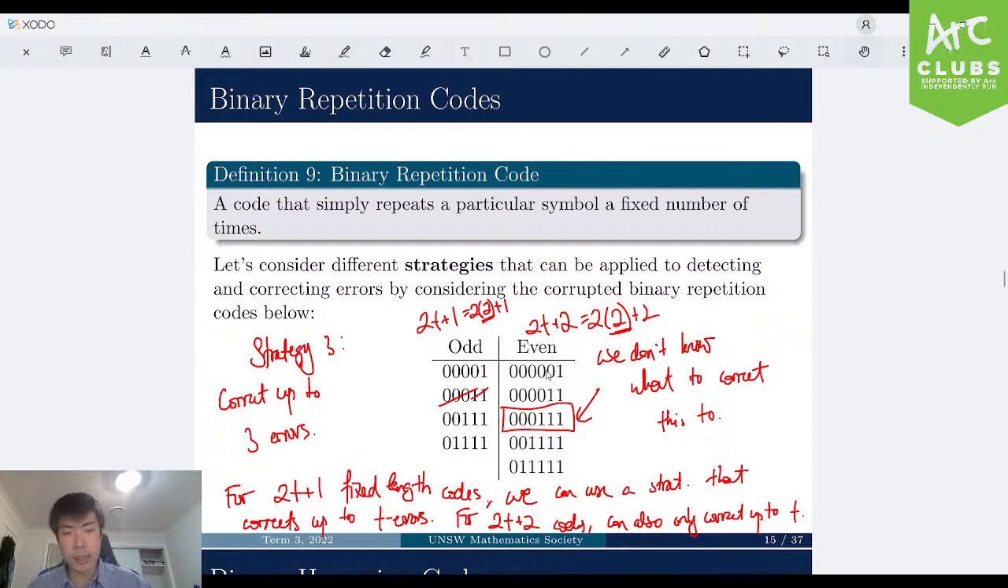With our 6 binary repetition code represented as 2 times 2 plus 2, we can at most develop a strategy that corrects up to 2 errors, right? We can't go to 3 for the very reason that we said here, right? And so this is a pattern that can be generalized. For any binary repetition code of any size, we write the number as 2t plus 1, or 2t plus 2 if it's even, and then the strategy with the highest number of errors you can correct up to will always just be the number t. Okay.